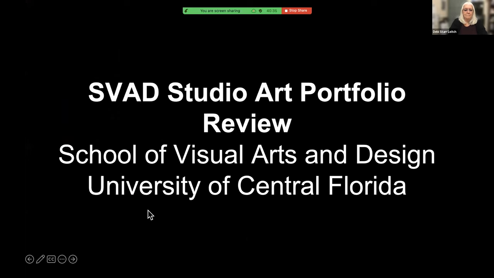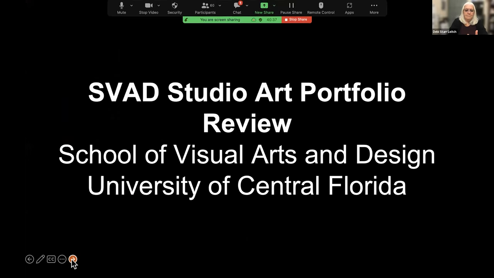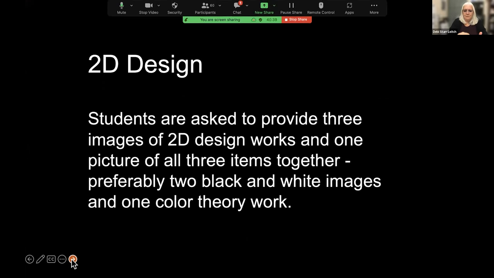Same thing again. We have the title for this, 2D design. We're asking students to provide three images for 2D design. You're going to have three separate images and you're going to have that all grouped picture together again. So you're going to remember to take three separate pictures for three separate items and then one picture with all of them together to upload, okay?